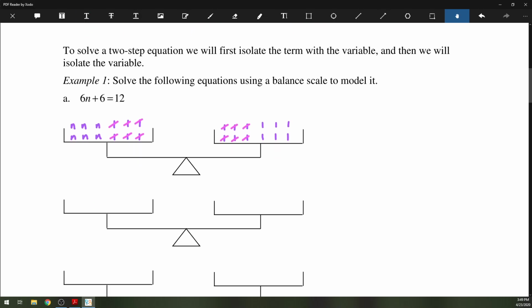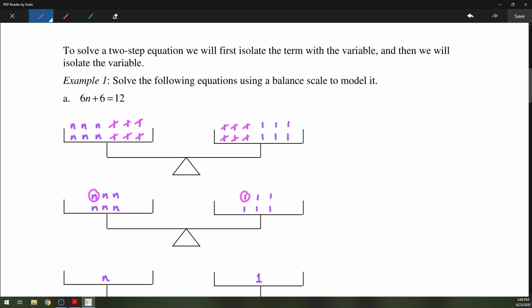So once you've done that, on the left-hand side, we have just the 6 n's, and on the right-hand side, we just have 6 ones: 1, 2, 3, 4, 5, and 6. So then the next question, of course, is what is each n going to be worth? We can divide by 6 on both sides, and n is simply equal to 1.